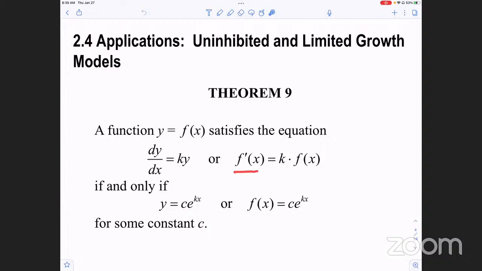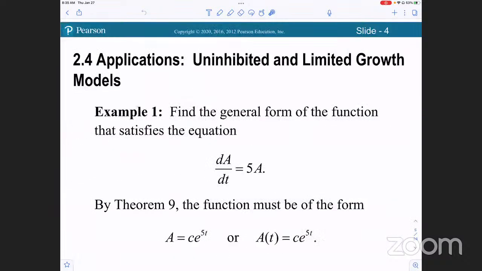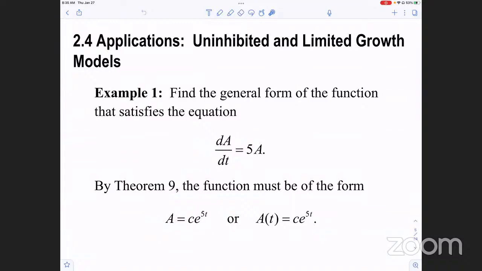So if we have the derivative equals some constant times the function, a function satisfies this equation if and only if it has a form similar to this, some constant times, basically, the exponential growth model. But we're asked to find the general form of a function that satisfies this equation. So the derivative equals 5 times the original. Again, by theorem 9, the function must satisfy this form, right? This is just a direct application of theorem 9.